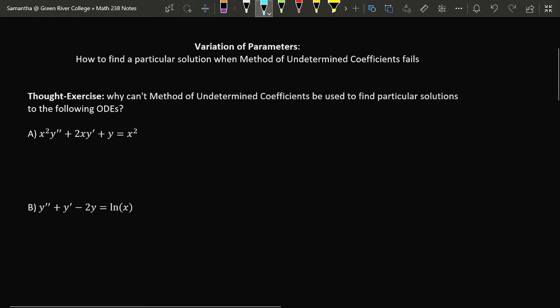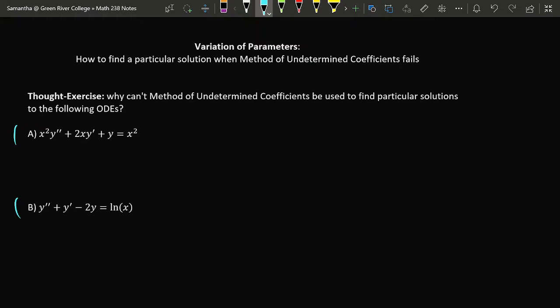For example, in this thought exercise, I've given you two second-order differential equations. I claim that the method of undetermined coefficients cannot be used in either one of these situations. Why do you think that is? Why do you think the method of undetermined coefficients cannot be used for the ODEs that are listed here?